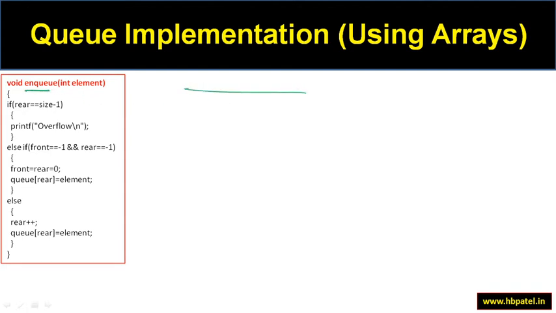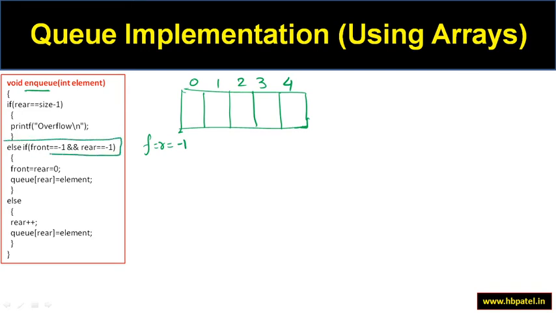So initially, let's say this queue is empty. Supposing there are 5 elements, the size is 5, but the queue is empty. So if I take 0, 1, 2, 3, 4, initially the front is equal to rear is equal to -1. So if this is the case, check this out. And then suppose you have something like Enqueue.